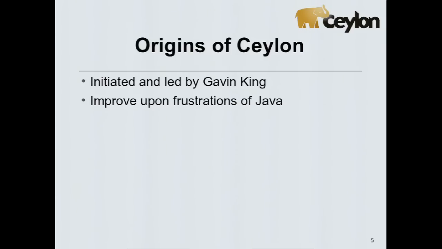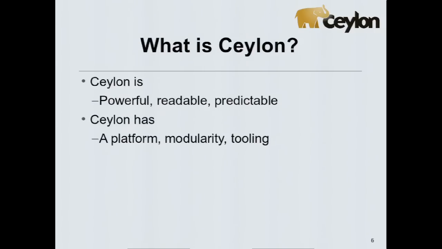So Ceylon came from the frustration we had when we were working on CDI, a pretty advanced specification using a pretty advanced feature of Java with regard to the type system. We tried to take a step back and say, what would we do if we could start Java from scratch today? And Gavin started working on that and interacting with a few other people at JBoss. That's literally where it comes from.